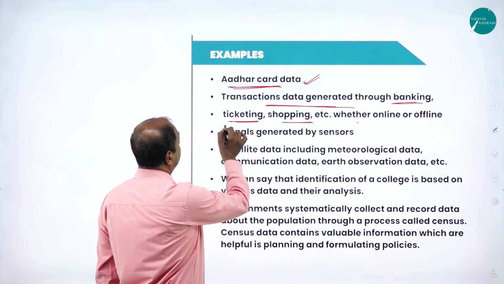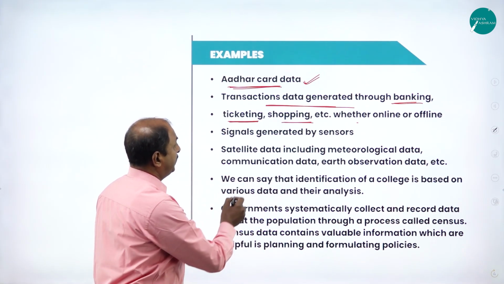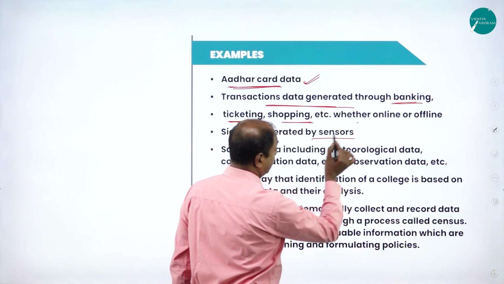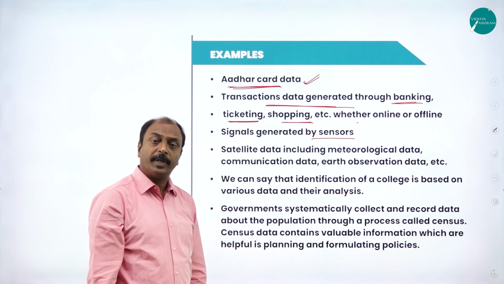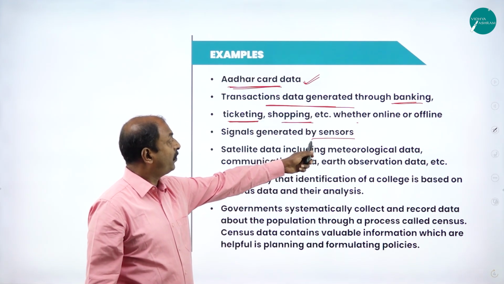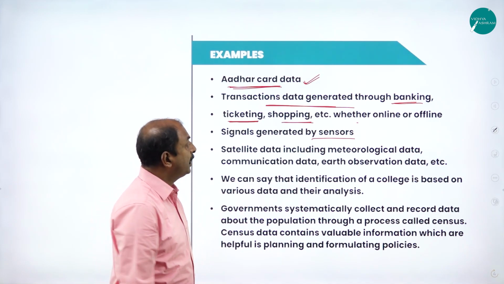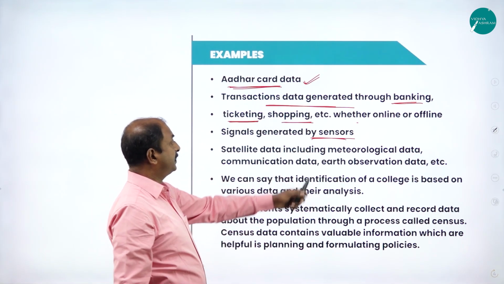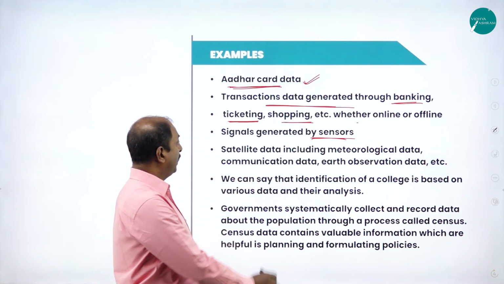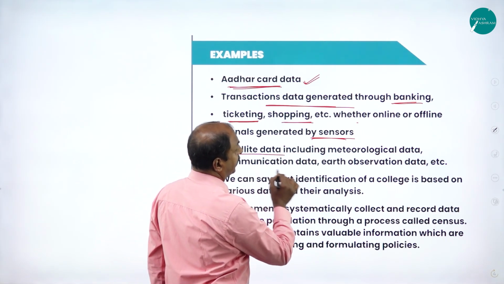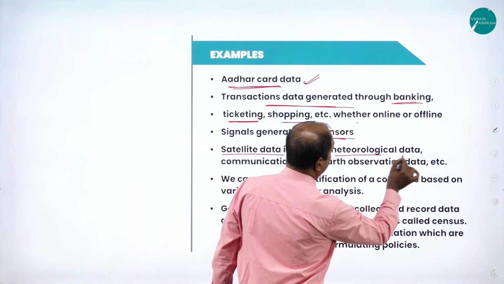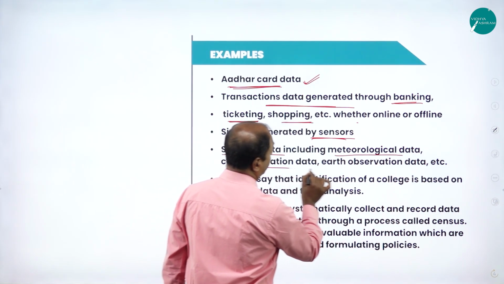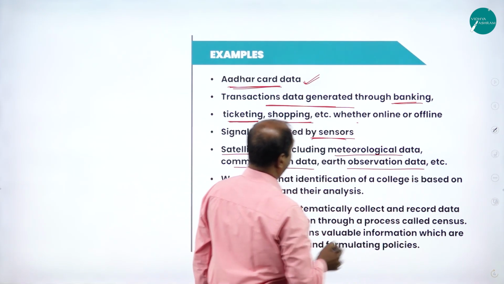See, that is the data. And signals generated by sensors. And here, automatic systems are going to perform automatically. The signal generated is also a sort of data, and that is an example of data. And satellite data, including meteorological data, communication data, earth observation data, etc.